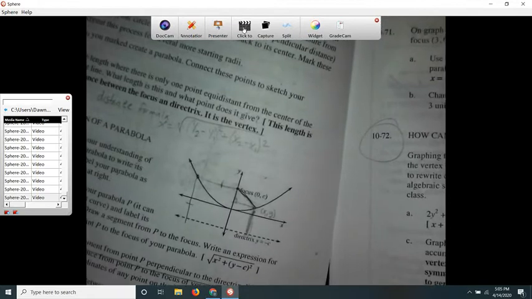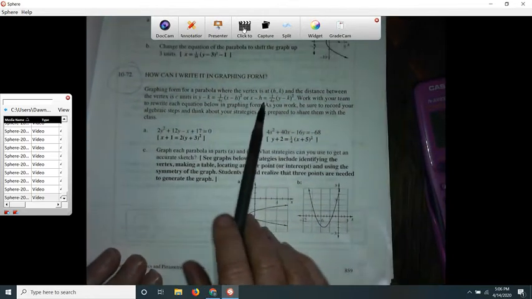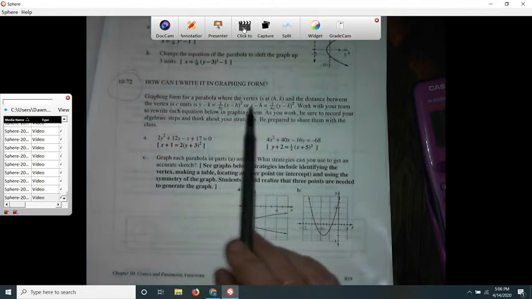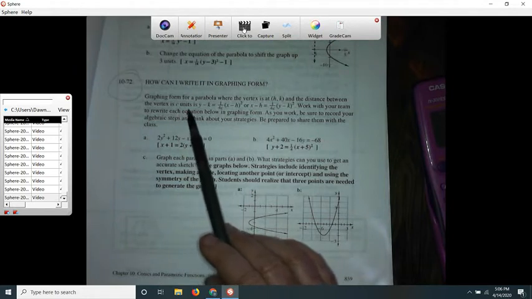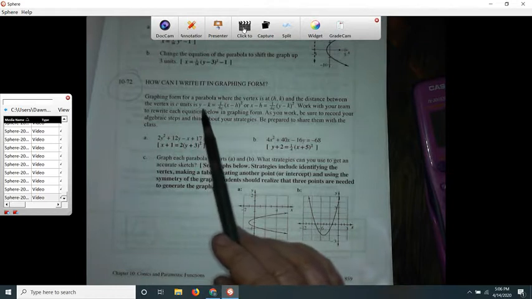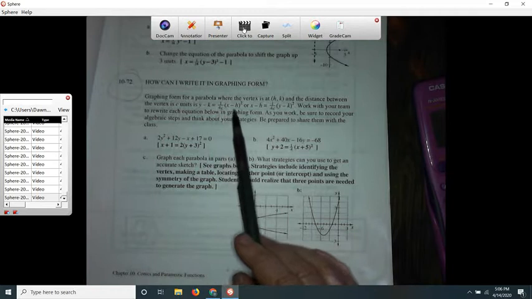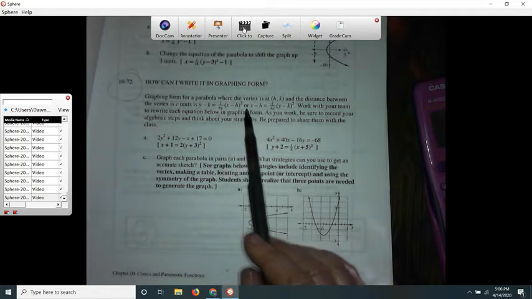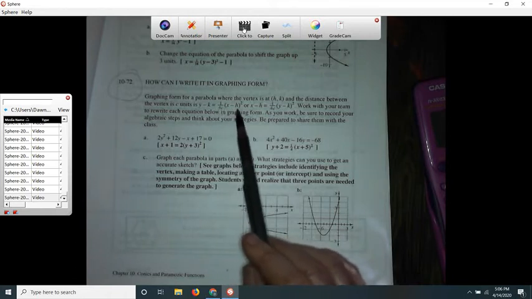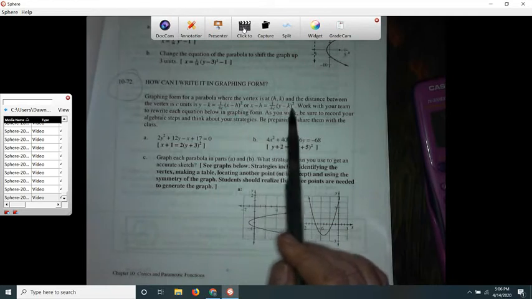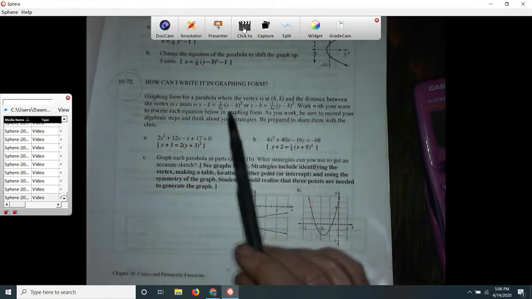So I just wanted to show you that because you're going to have those in your homework sometimes. Now, with the rest of the time that we have, I want to do 10.7.2. So can I write it in graphing form? It says graphing form for a parabola where the vertex is at (h, k) and the distance between the vertex and the focus is c units, is y minus k equals 1 over 4c times x minus h squared. Some of these, like this one, would be an upward or downward facing parabola. This would be a sideways parabola. Work with your team to rewrite each equation below in graphing form.